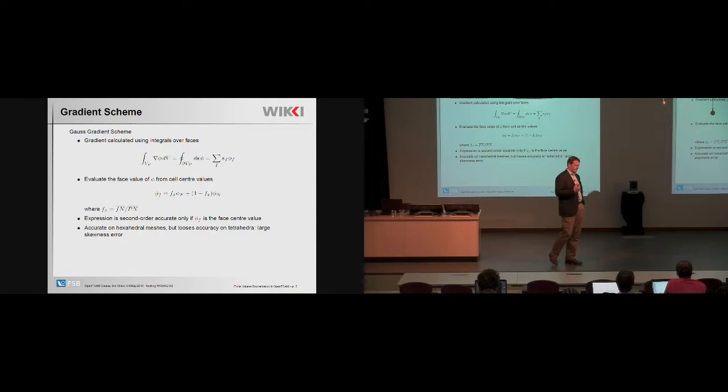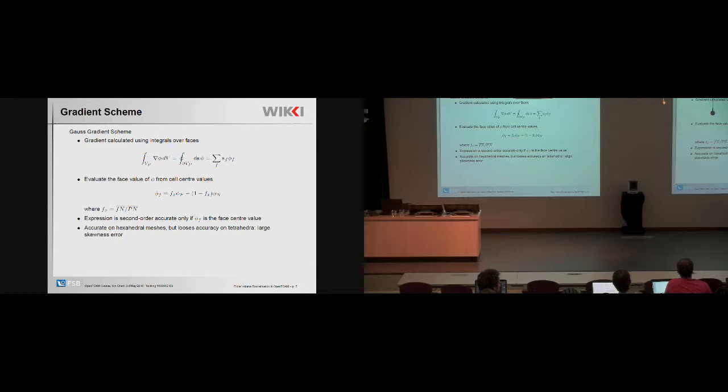Okay. Now, on a hexahedral mesh, a cell will have 6 neighbors, right? So I can calculate that the gradient is right minus left over the distance times x, top minus bottom over the distance times y, front minus back over the distance times z, and that gives me a reasonable gradient.